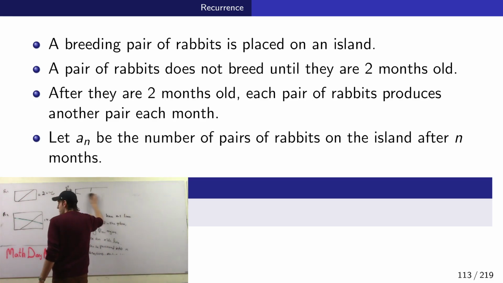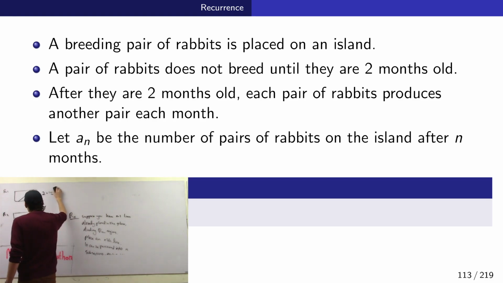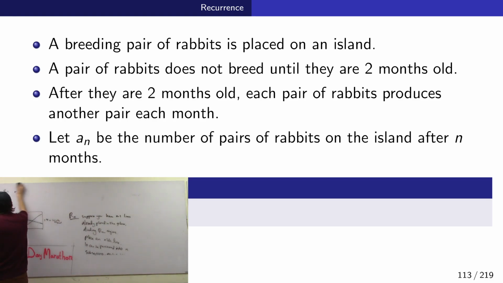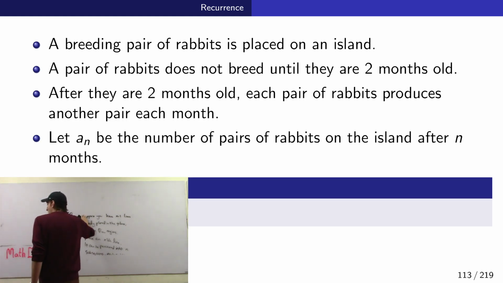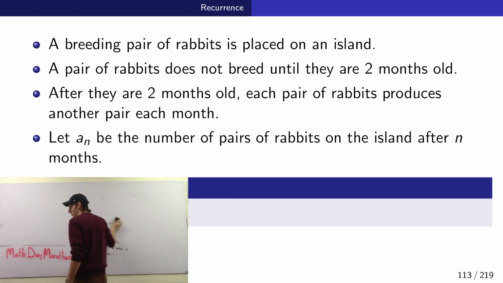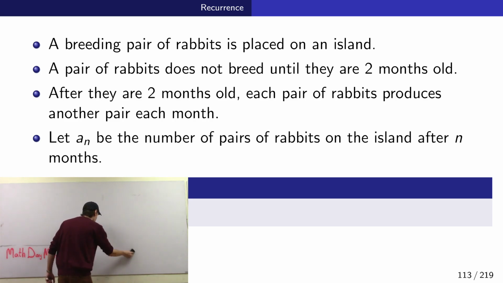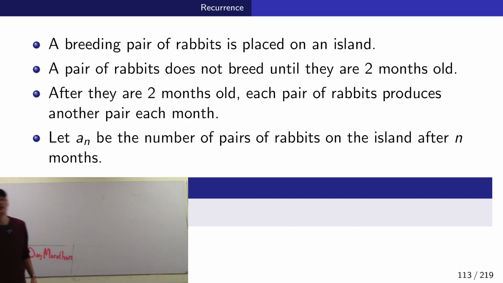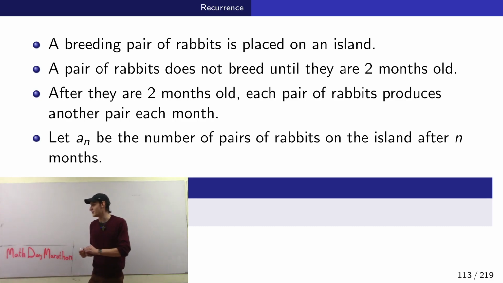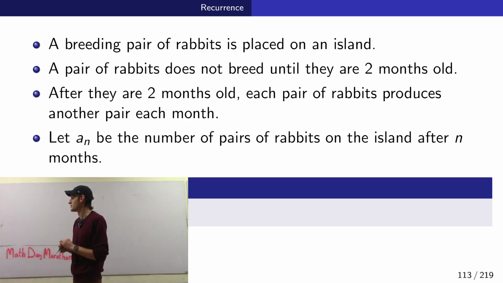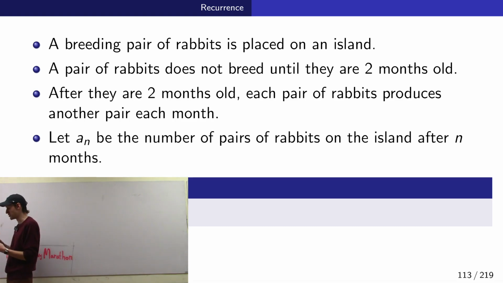So next we have a situation where a breeding pair of rabbits is placed on an island. And they're young, I guess. They're not quite old enough to breed. They're just newborn, and they're rabbits. So a pair of rabbits does not breed until they are 2 months old. After they are 2 months old, each pair of rabbits produces another pair each month, and they keep doing that forever. This is like some sort of nice island where rabbits don't die, and they make rabbits all day. Okay, so they don't reproduce until after they are 2 months old.